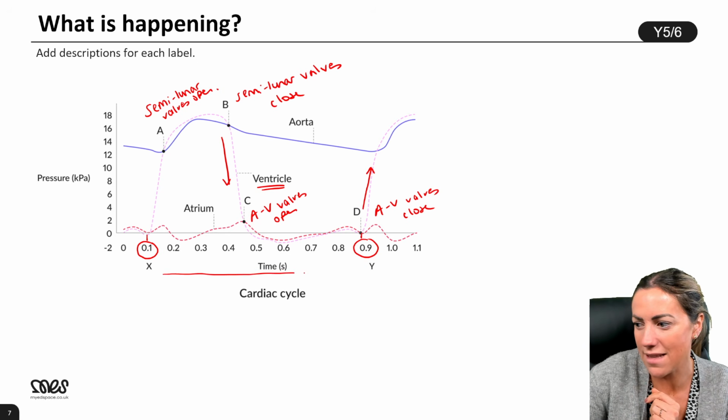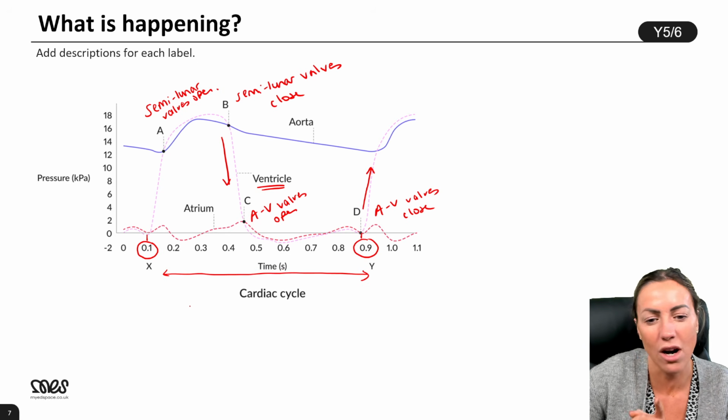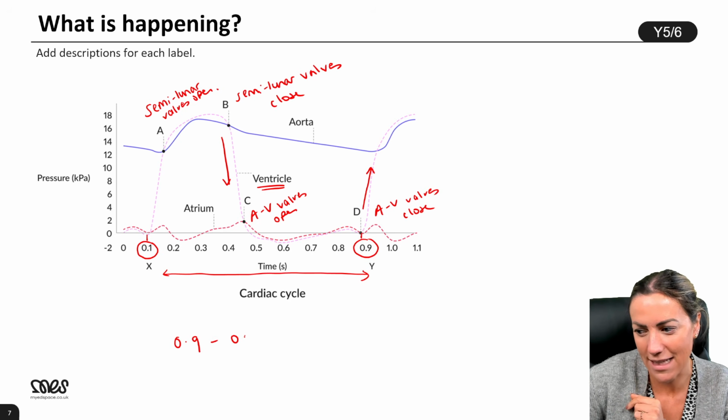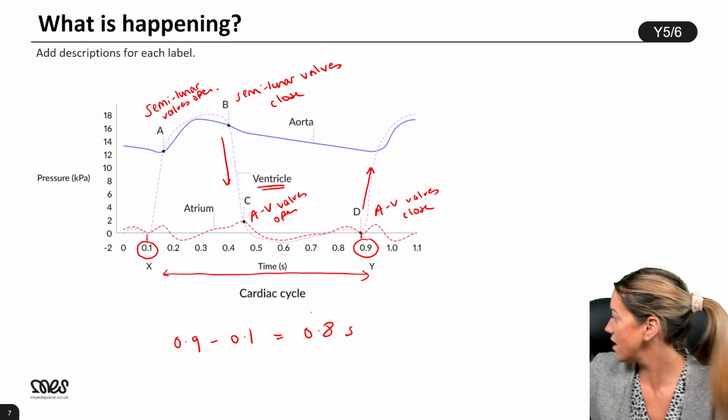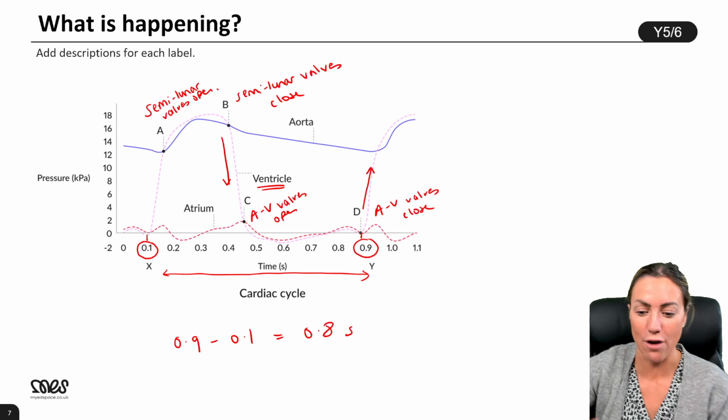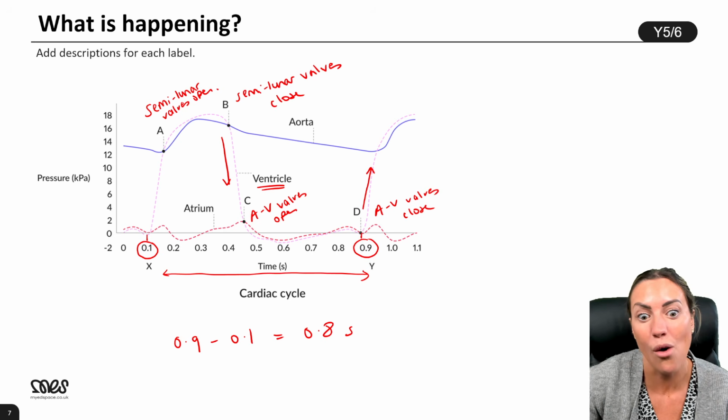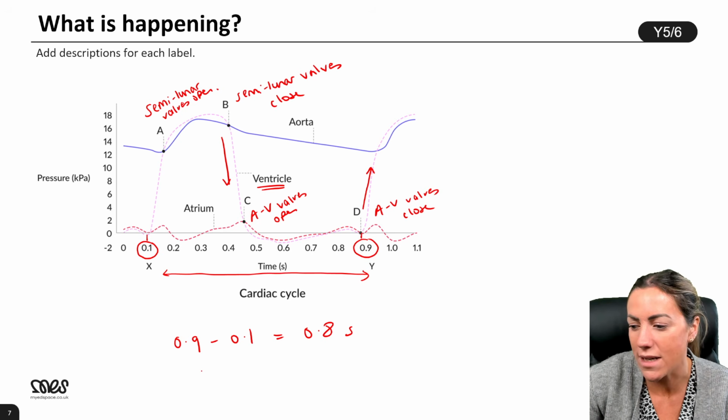So that tells me that the length of one cardiac cycle is from 0.1 to 0.9 seconds, which I don't really have to calculate. I can work that out. But the length of one cardiac cycle is therefore 0.8 seconds. So how many fit into a minute? What is the heart rate?